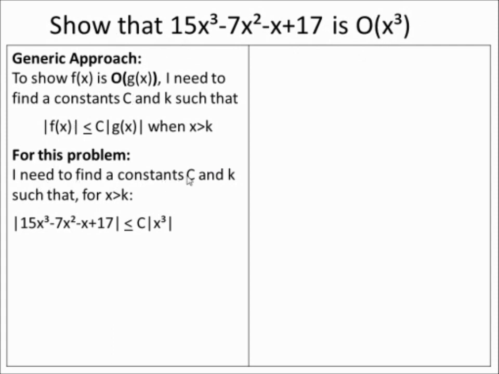So let me actually throw my particular functions into this template. What I need to do is find constants c and k such that whenever x is greater than k, in absolute values 15x cubed minus 7x squared minus x plus 17 is less than or equal to c times the absolute value of x cubed.